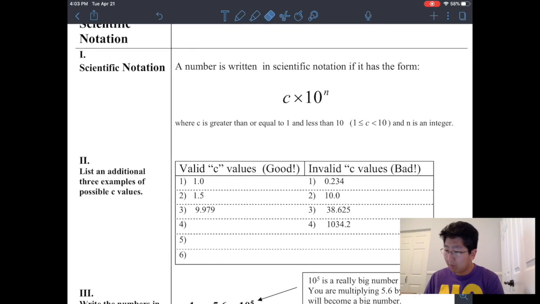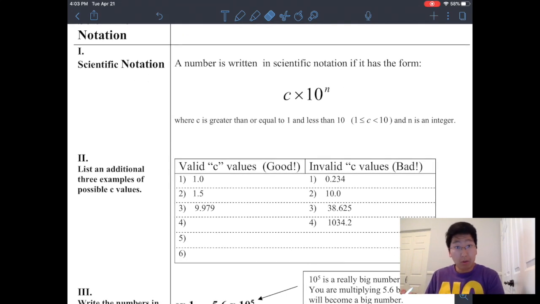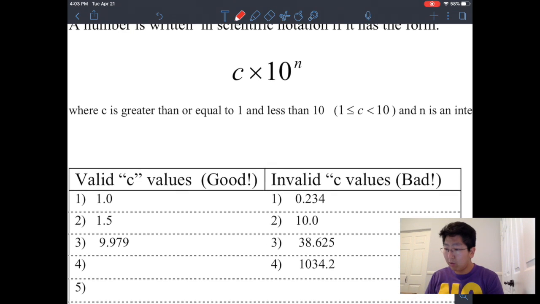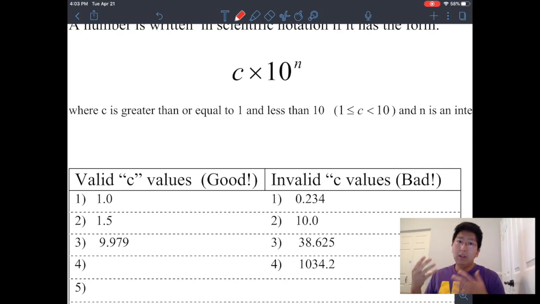I'm going to erase our example. So c, a number, times 10 to the nth power. Remember, when it's to the nth power, that means 10 times 10 times 10. What we need to know is that c is always going to be greater than or equal to 1 and less than 10. Off the top of your head, give me an example: it could be 1, it could be 5, it could be 6.